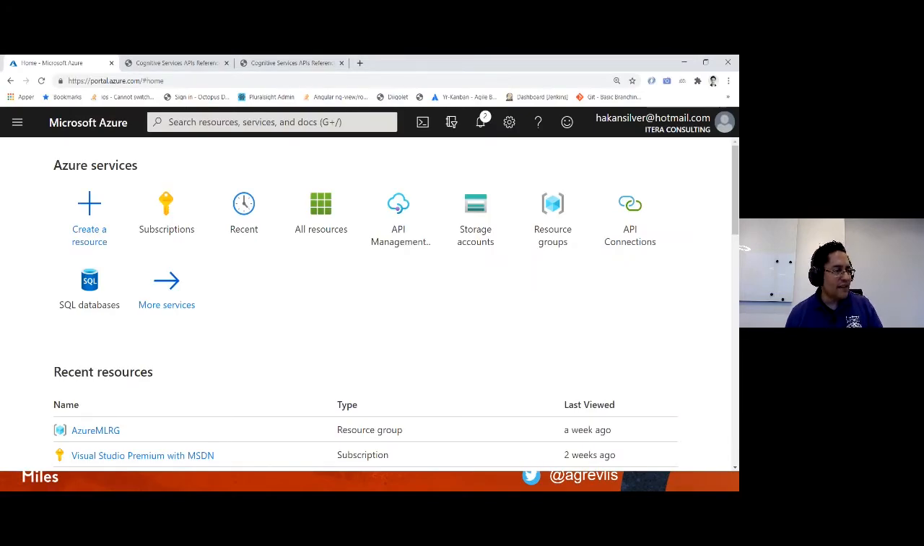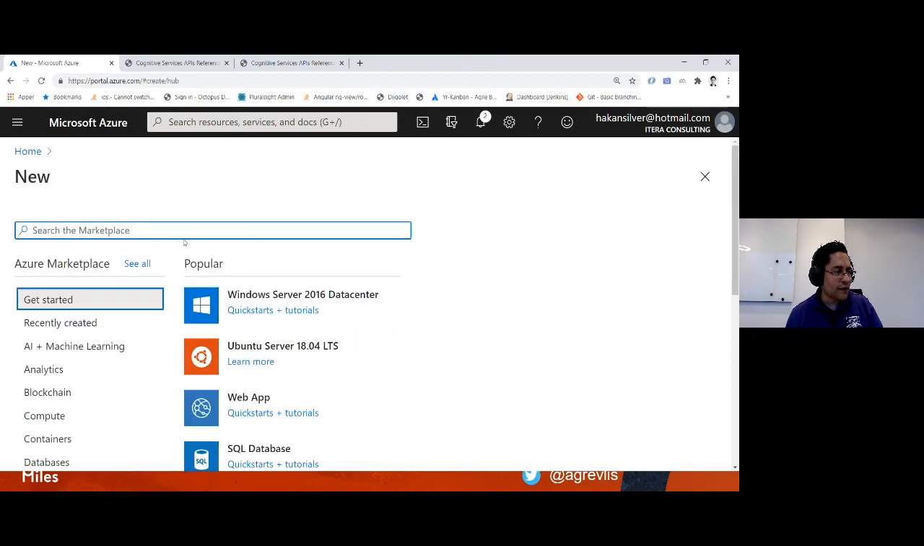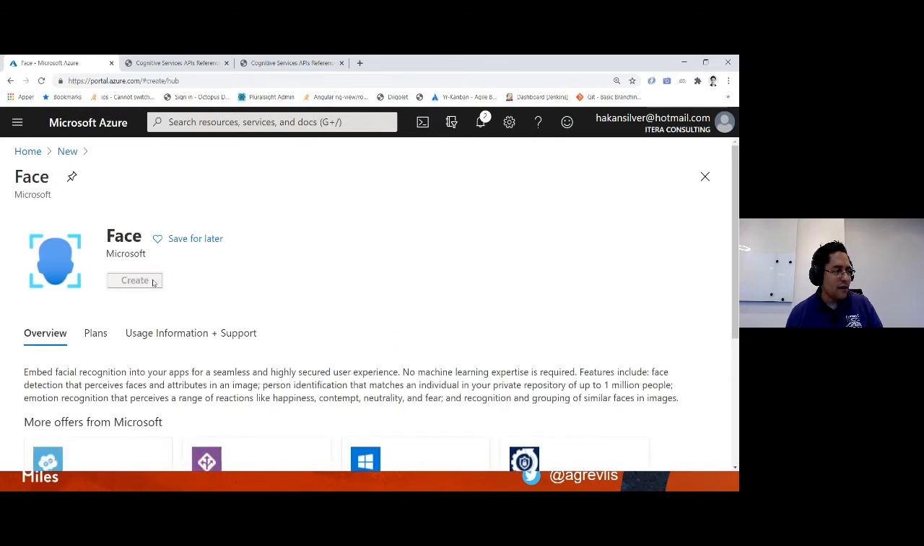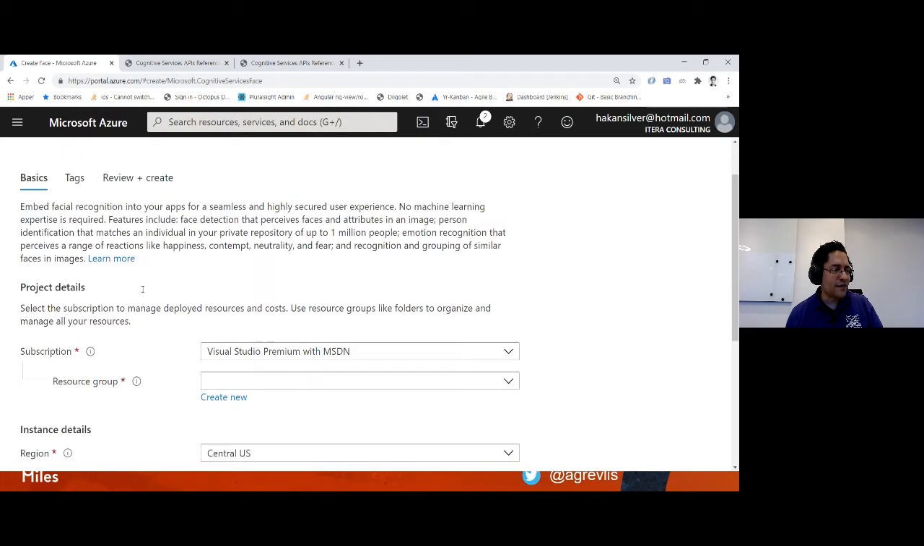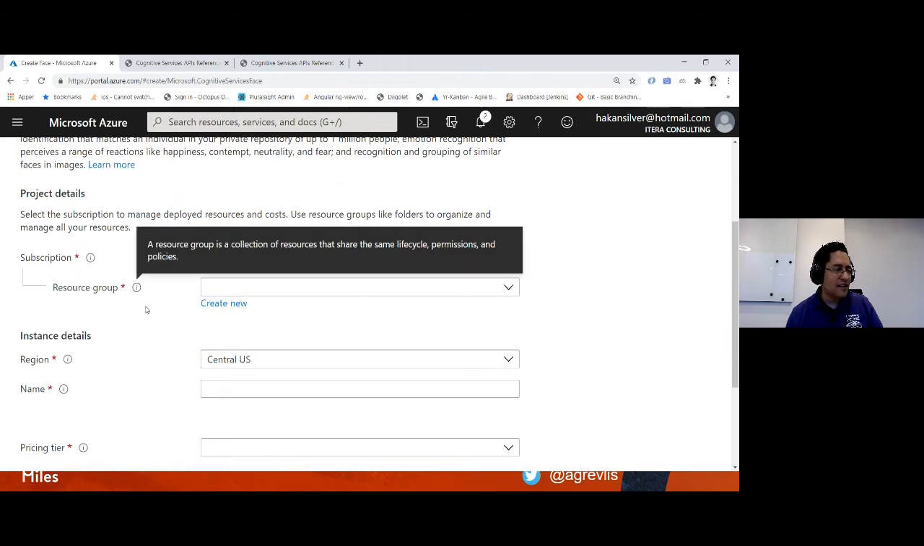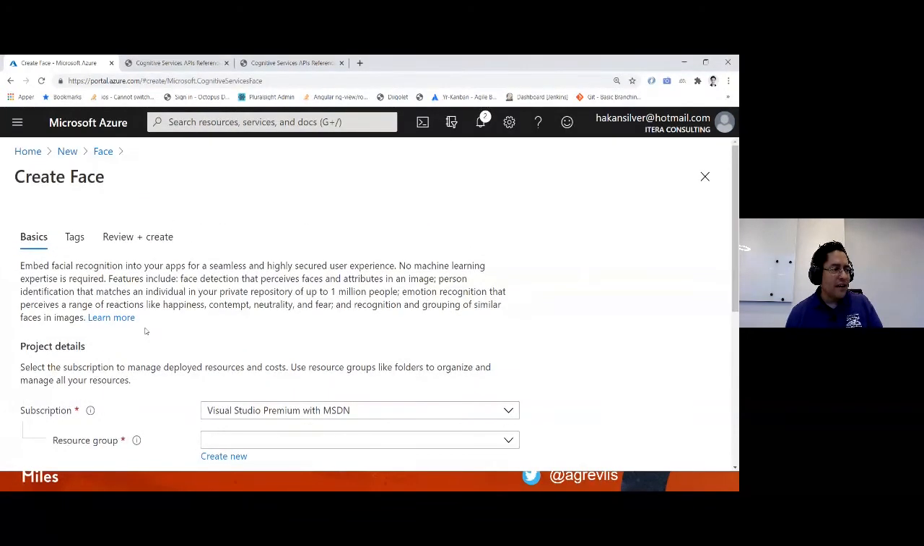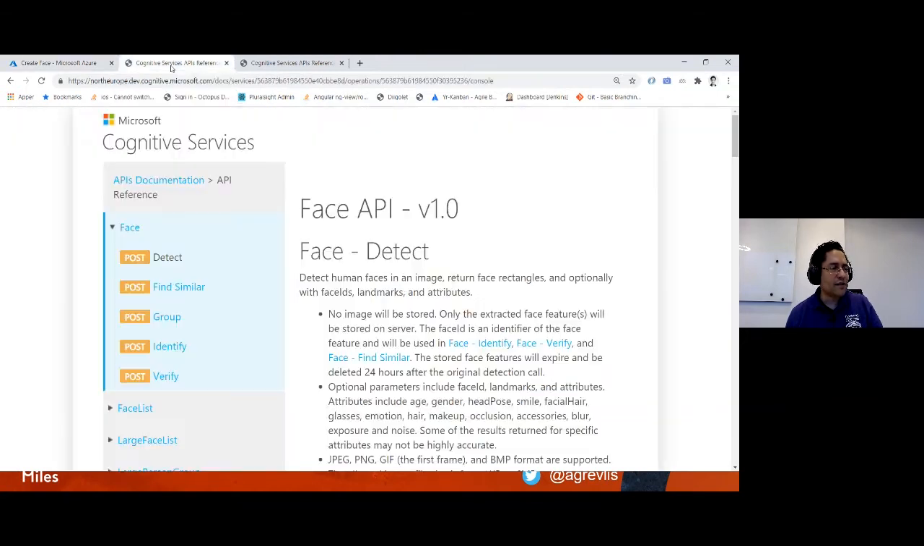Now we're inside the Azure portal, and what we do here is create a new resource and search for face, and we can create a new face resource. We just decide the resource group, the region, and the pricing tier. After that, we can use a test console that Microsoft provides us with.